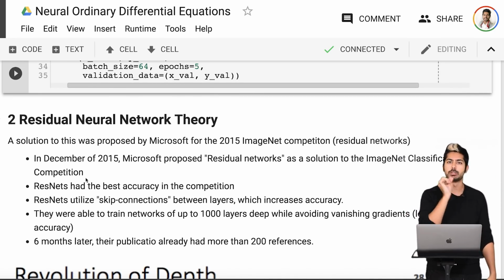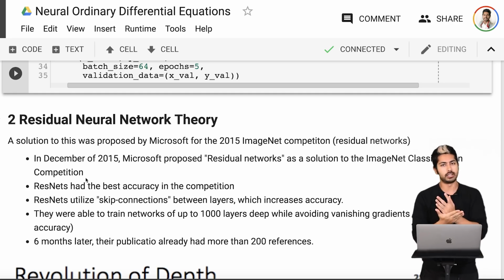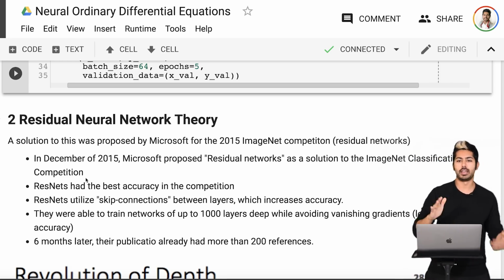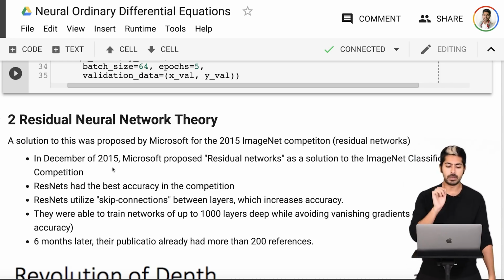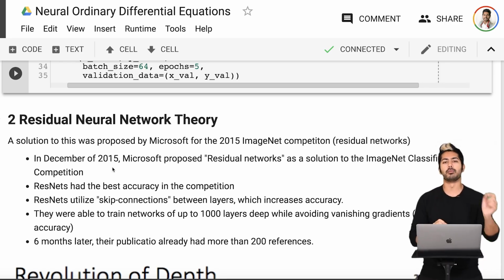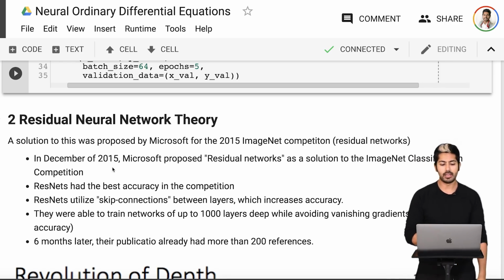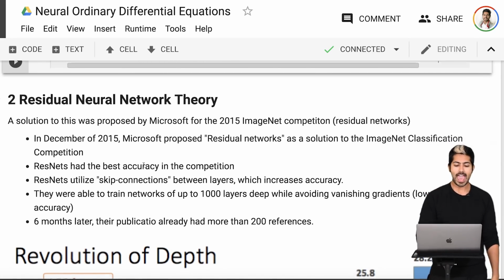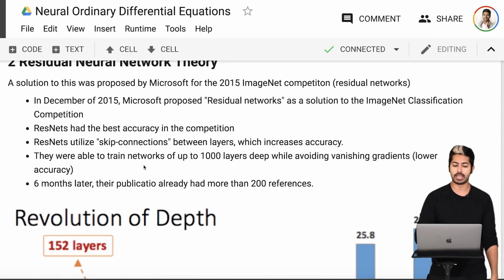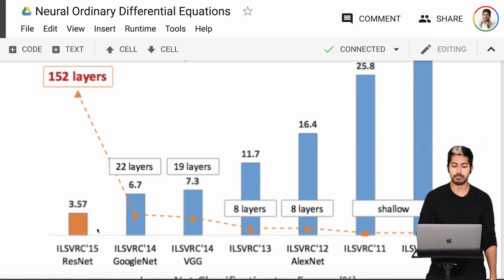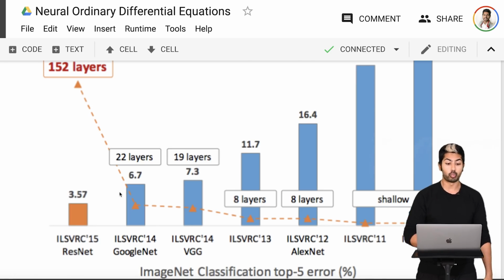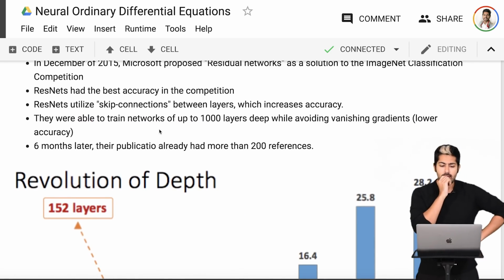A solution to this was proposed by Microsoft. By the way, Microsoft, you guys are killing it. I'm proud of you for being super open source and, you know, ONNX and all this stuff. So keep going. In December of 2015, Microsoft proposed this idea of what are called residual networks. They won the ImageNet classification competition using these residual networks, which had the best accuracy in the competition. If we look, they beat Google, they beat everybody. These were the results, and this is Microsoft right here. The smaller bar is better because it means a lower error. So ResNets beat everything else, and they had the best accuracy.